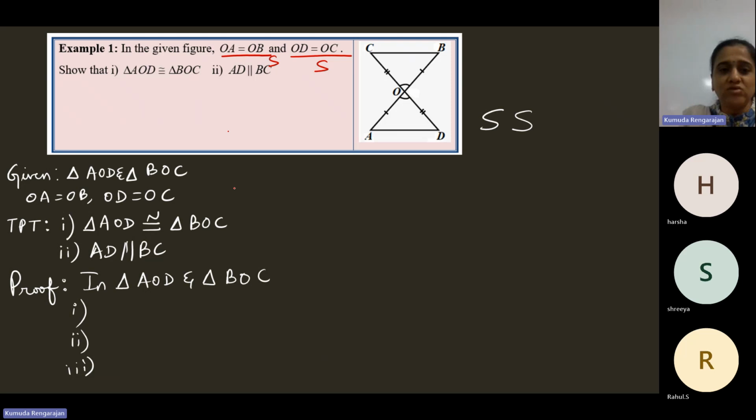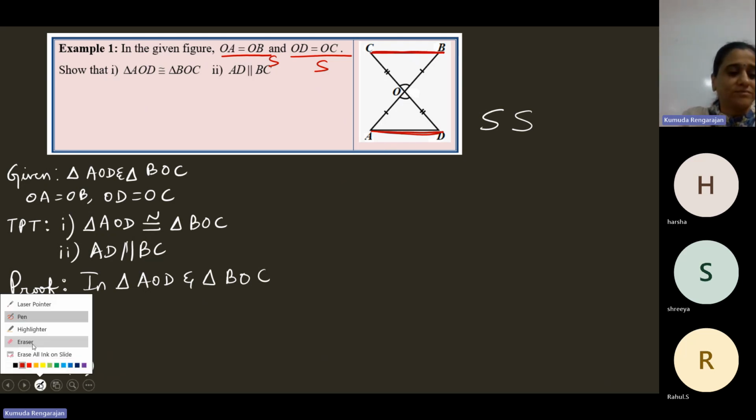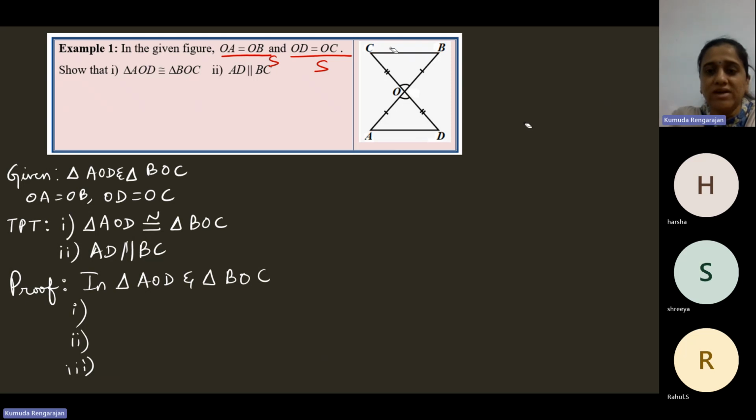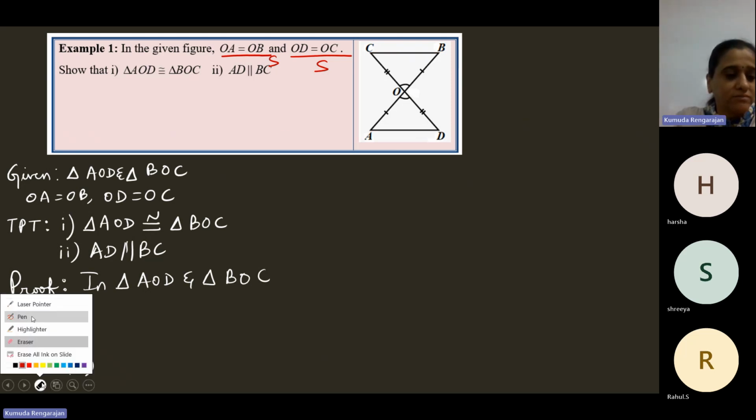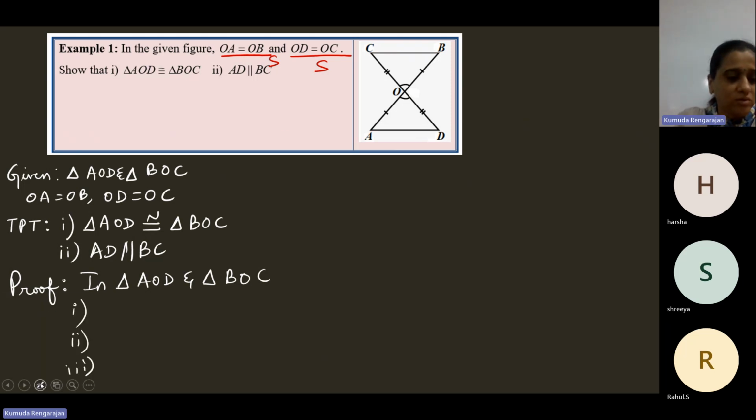Now for SSS, you would need another pair of equal sides. That is, you must have BC equal to AD. If it should be SSS, you should have BC equal to AD. No, that is not given. So it cannot be SSS. It has to be SAS. So the rule is SAS only. So write that. Sometimes you can make it out like this. So when you know it, you can just write it. In a pencil, you can just write SAS here.